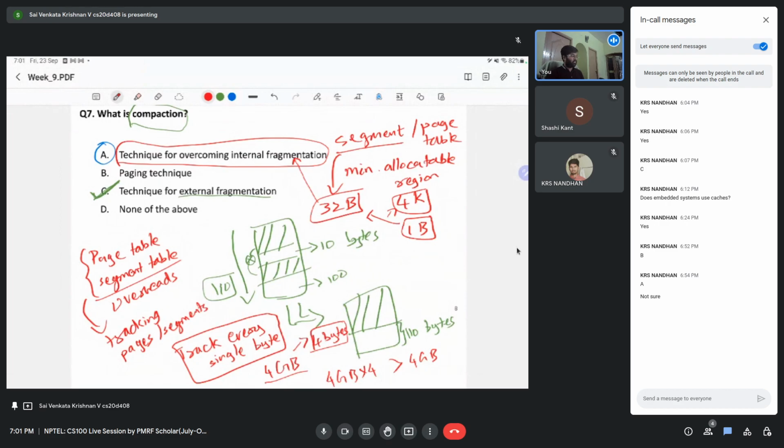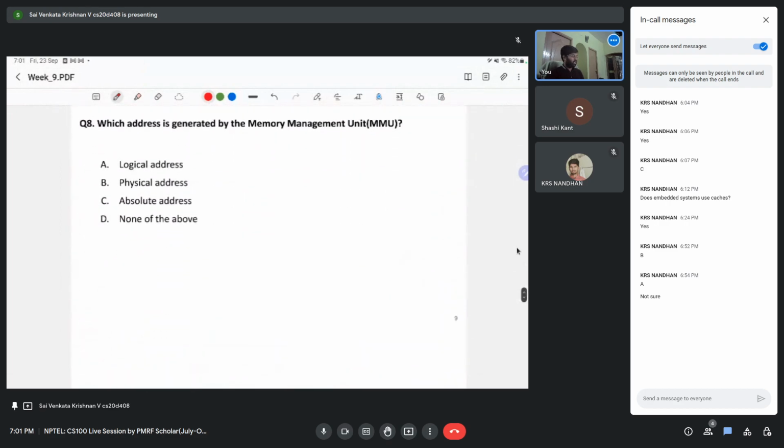If not, then we'll move to question 8. Which address is generated by the memory management unit? Is it the logical address, physical address, or absolute address? Right. So Nandan mentions D. Sashikant, any guess? So the correct option is option B, physical address.